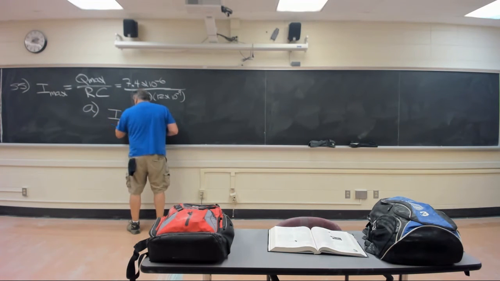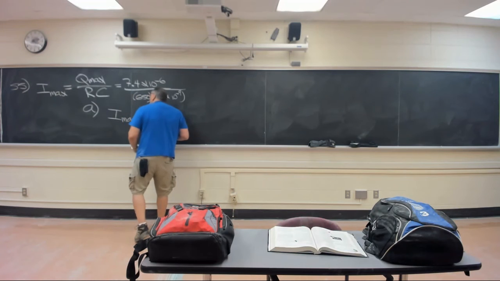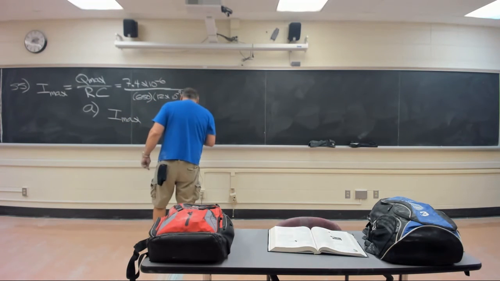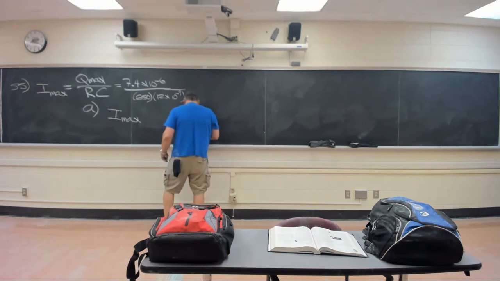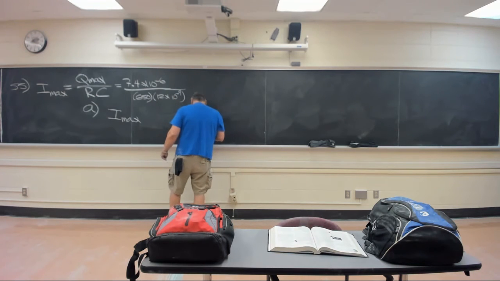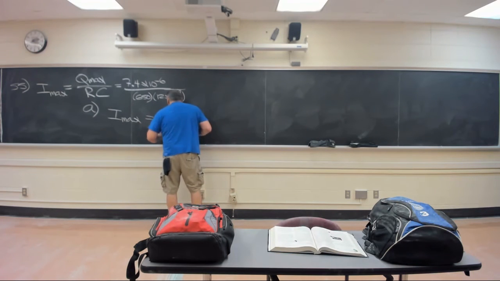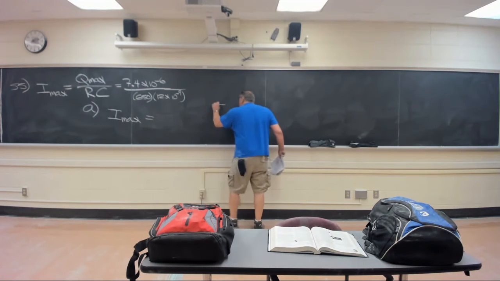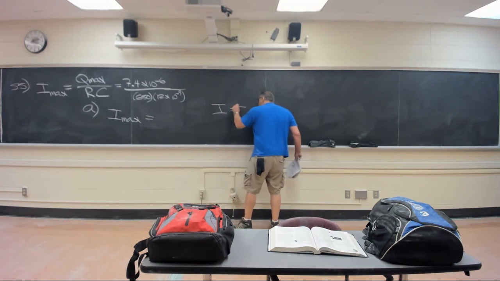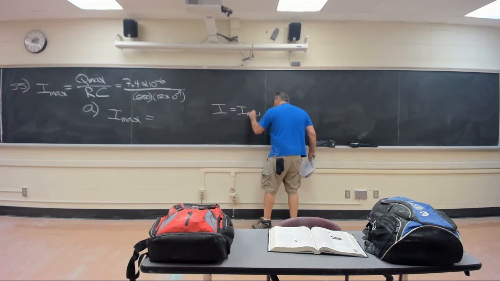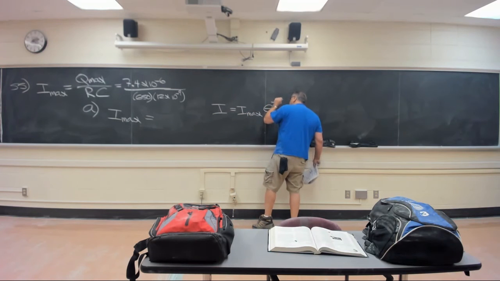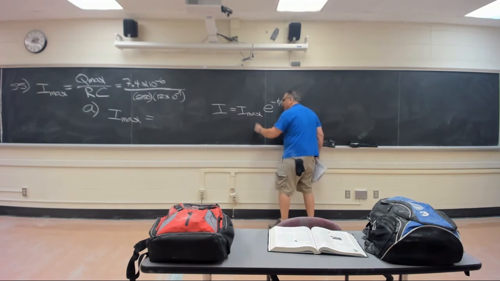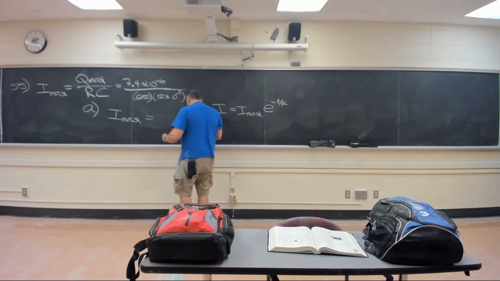The maximum is going to occur when the charge is at a maximum and it starts to discharge. That makes sense, because if you look at it, you're looking at something of this nature: I max e to the negative t over RC. Well, if t is equal to 0, that's going to be your biggest answer, and that's your I max. So it makes sense.